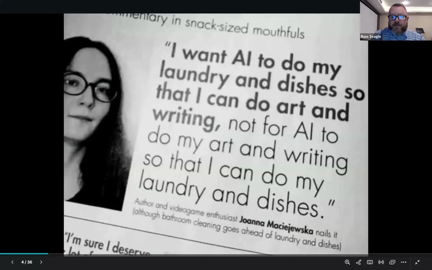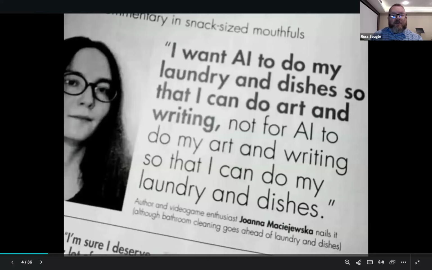I found this little snippet from a newspaper. I think this really says it all. This lady, the quote is, "I want AI to do my laundry and my dishes so I can do art and writing, not for AI to do my art and writing so that I can do my laundry and my dishes." And I think that really captures it for all of us.